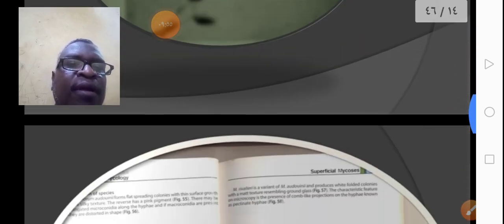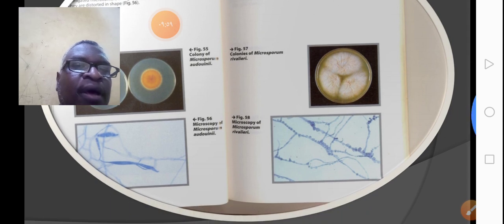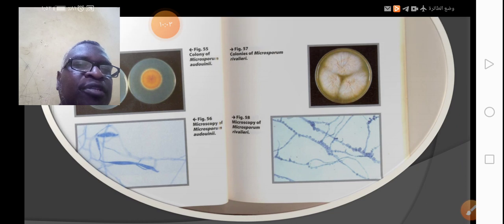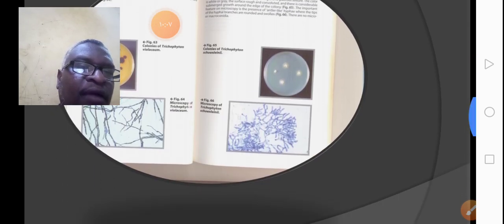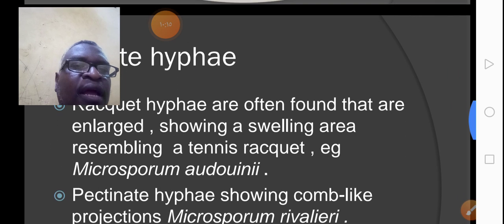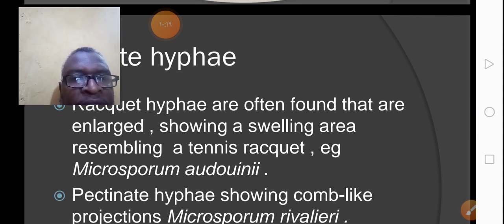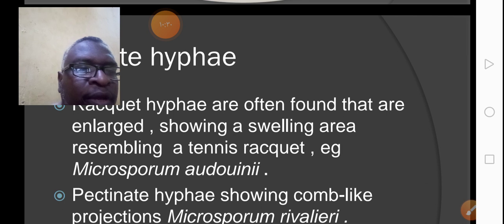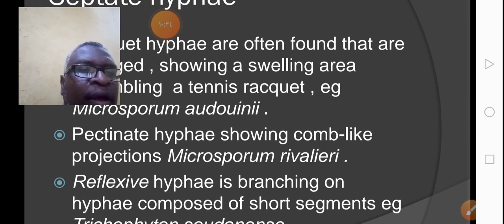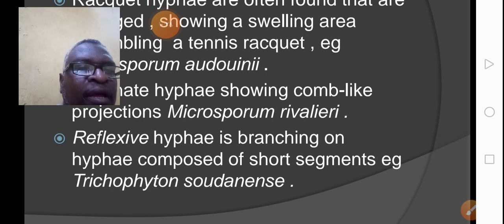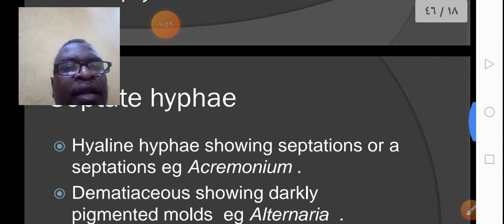This is cytoplasmic granules, and these are reflexive hyphae in this part at the end. If you see the last picture at the end, we have comb hyphae. We have many different types, and this is reflexive hyphae. Racquet hyphae are often similar to a racquet, which we play with. This part is enlarged, showing a swollen area resembling a tennis racquet. An example of this is Microsporum audouinii, and also we have pectinate hyphae showing comb-like projections, Microsporum, and we have reflexive hyphae, a branching on hyphae composed of short segments, Trichophyton. As an example, Trichophyton soudanense makes reflexive branches of the hyphae on the opposite side.